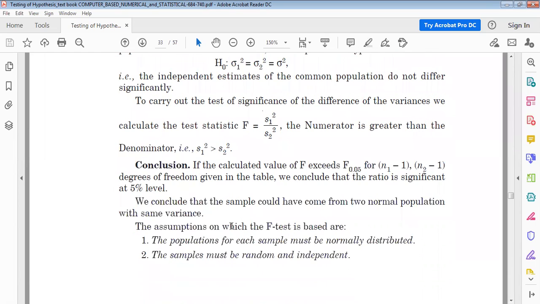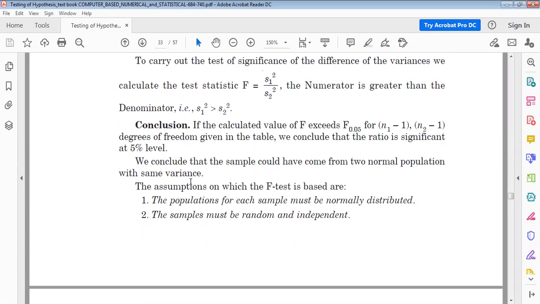So the conclusion: if the calculated value F exceeds the table value at 5% significance for the degrees of freedom n1 minus 1 and n2 minus 1, given in the table, we conclude that the ratio is significant at the 5% level. Understand? If s1 square is greater than s2 square, then F exceeds this, that means the calculated value will be greater than the table value. Otherwise, we conclude that the samples could have come from two normal populations with the same variance.